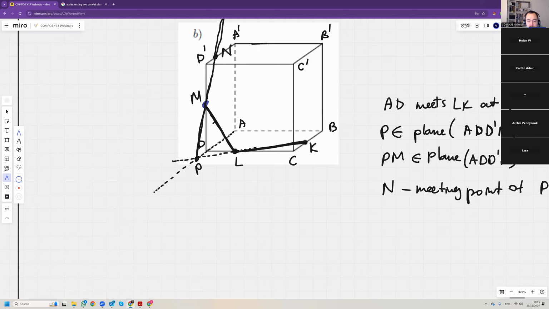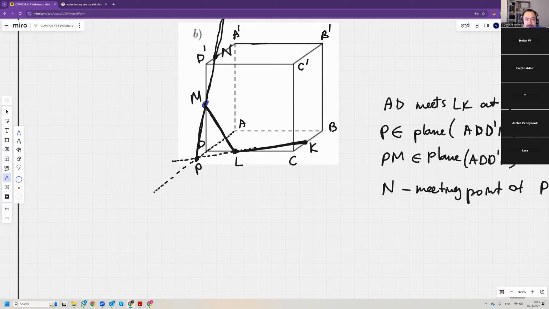Okay, so we've got another point. That's not enough because we're still missing where it meets the remainder of the points. But the top plane is parallel to the bottom plane. So LK, we draw a line parallel to LK.